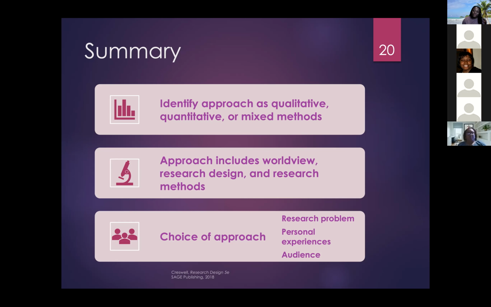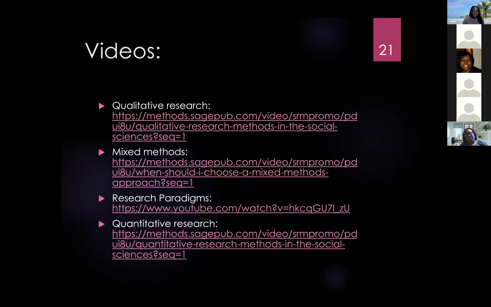And then we talked about what factors can help influence the choice that you make in terms of the approach, whether it's the type of research problem that you are studying or personal experiences that you have and situations and resources that are connected to you, or whether it's your audience, like your actual dissertation committee and your committee chair and what they're comfortable with helping you with.